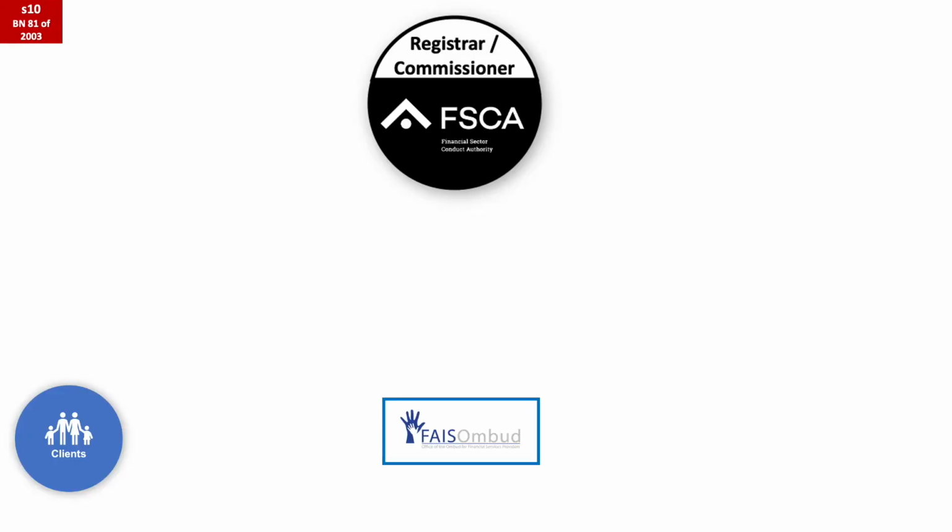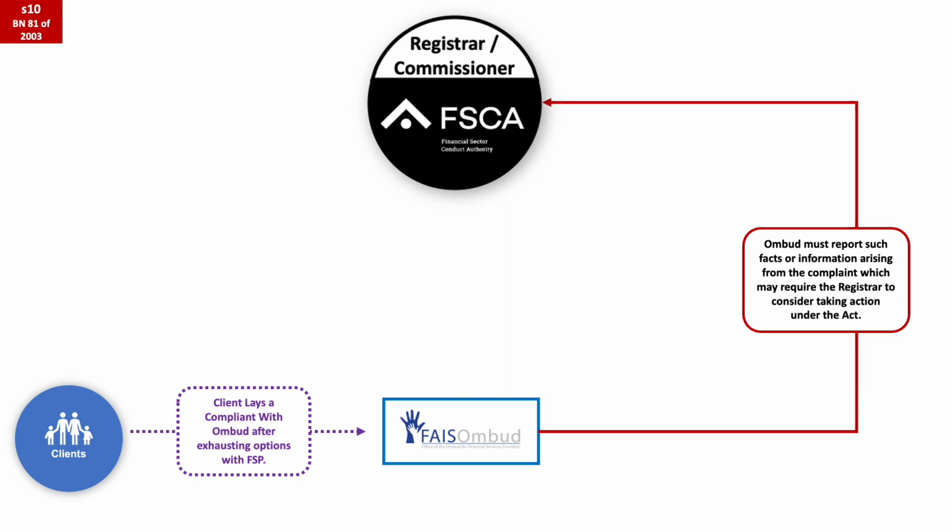Here we will look at the relationship between the client, who can also be referred to as the complainant, the FAIS Ombud, and the authority, also referred to as the Registrar, Commissioner, or the FSCA. The client lodges a complaint with the FAIS Ombud after exhausting all options with the FSP. The FAIS Ombud must report such facts or information arising from the complaint which may require the authority to consider taking action under the FAIS Act.